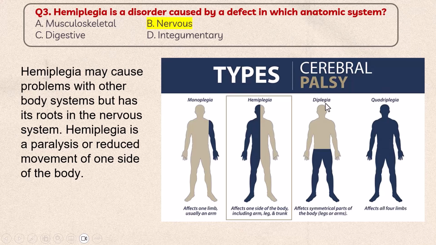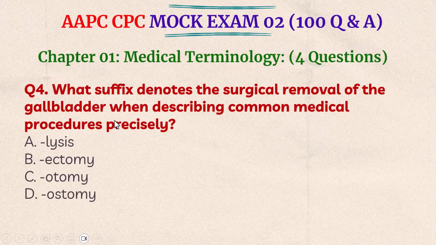So when you take cerebral palsy, there are 4 types available. The first one is monoplegia. Monoplegia means it affects one limb, usually an arm. Hemiplegia means it affects one side of the body, including the arm, leg, and trunk. Diplegia means it affects the symmetrical part of the body, legs or arms. Quadriplegia means it affects all 4 limbs. So here the correct answer is B. Nervous.